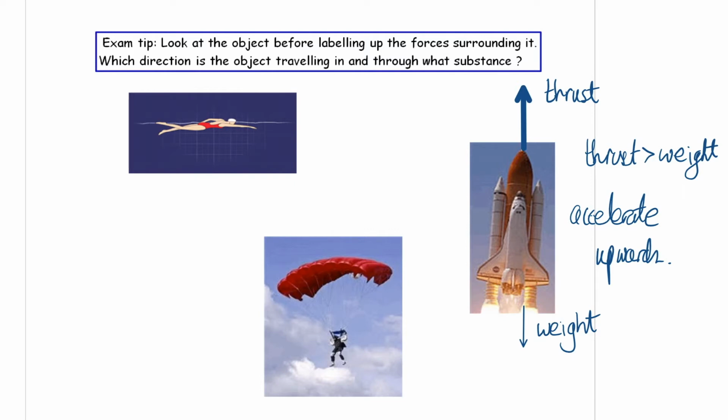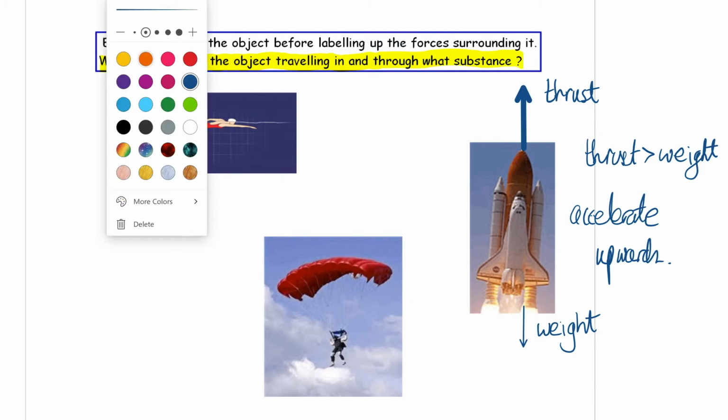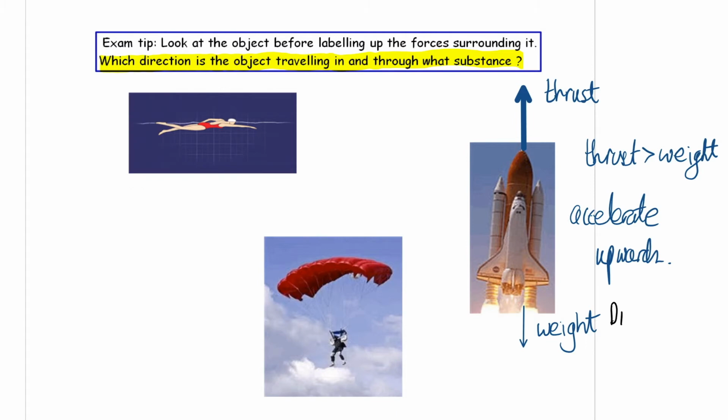Let's go back to the question. Which direction is the object travelling in, and through what substance? I'll just change colour a second to make this stand out. I'll choose a black pen there. So I need to say direction and substance.